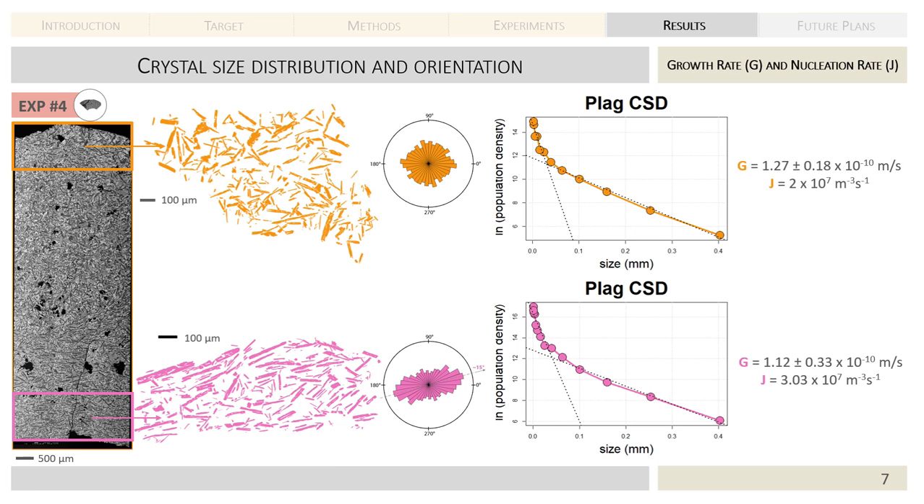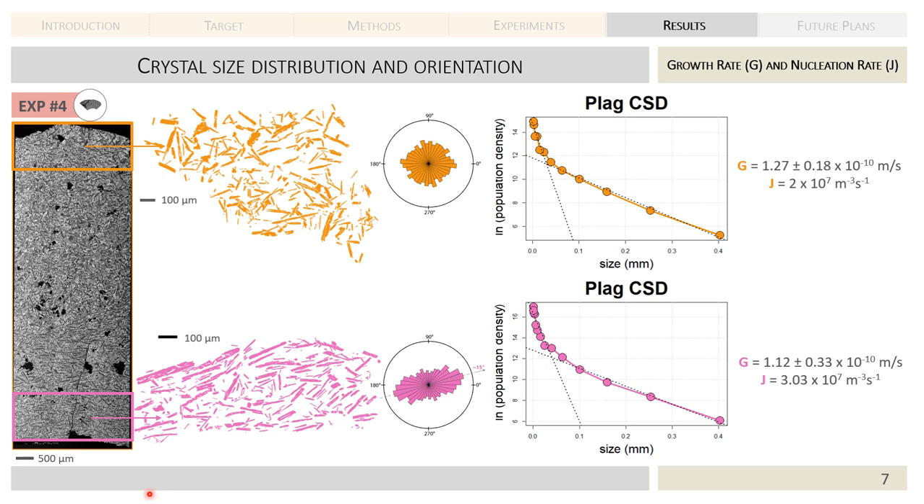In order to quantify the previous observation, the crystal size distribution of plagioclase was calculated on large areas near and far from the spindle. We first segmented the plagioclase crystals from other phases in the sample, and then we calculated crystal dimension using MAGE software and crystal size distribution according to the Higgins 2000 method. As we can see here, the portion nearby the spindle presents a higher number of small crystals, and this is probably related with a higher nucleation rate.